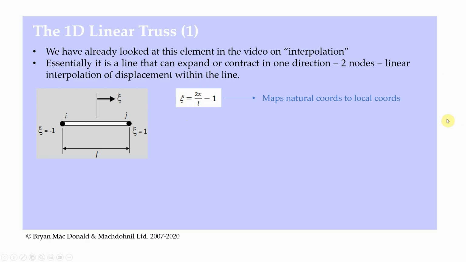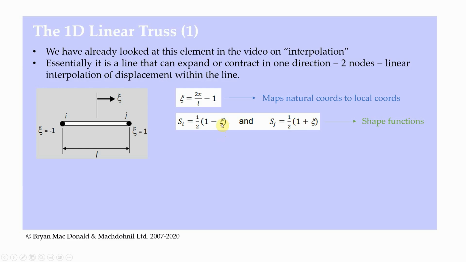We then have our shape functions, Si and Sj. Si is the shape function associated with node i. Remember, it'll have a value of 1 at its own node and a value of 0 at the other node. Conversely, Sj will have a value of 1 at its own node and a value of 0 at node i. They're very similar. They're essentially Si equals a half times (1 minus eta), where eta is the natural coordinate, and Sj is a half times (1 plus eta).